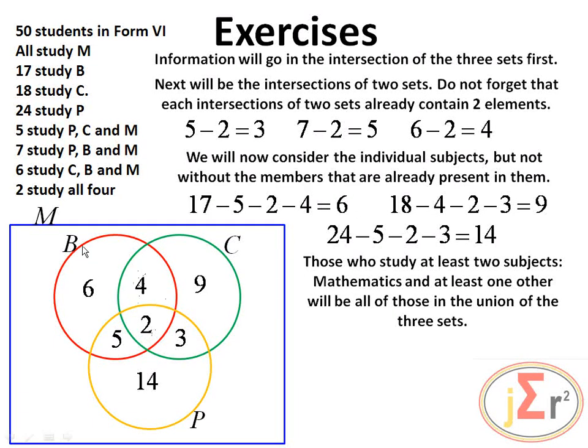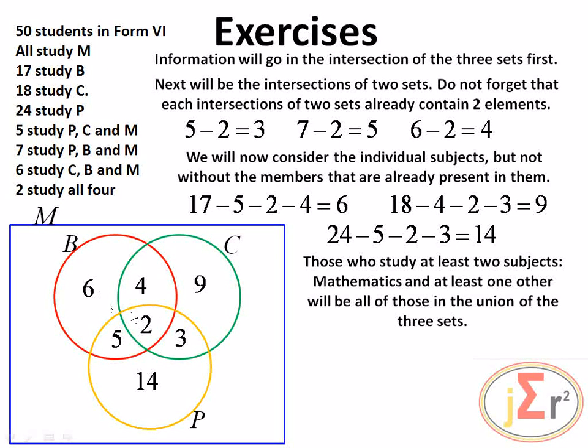These study biology and chemistry. But these 4 are also in the universal set. So these 4 study biology, chemistry, and mathematics. 3 subjects. This number that we have here represents 6 students who study biology, but not biology only, because these students also study mathematics. So they study 2 subjects.